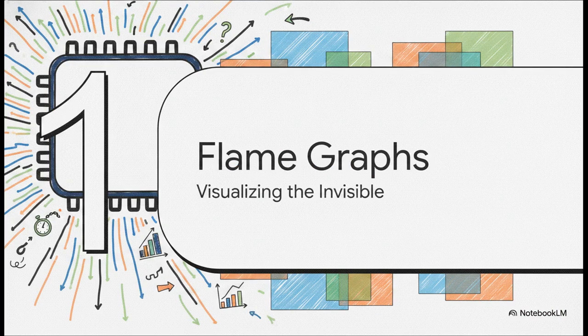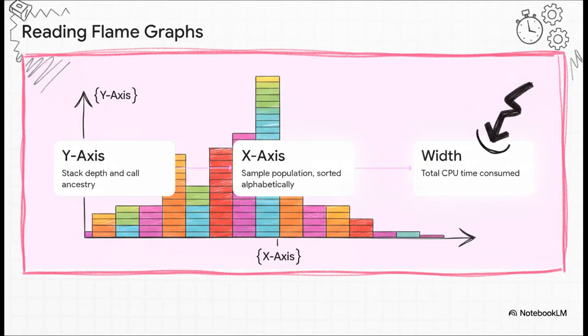Section 1. Profiling with flame graphs. Visualizing the invisible. To actually diagnose these CPU issues, coarse metrics like overall utilization just don't cut it. We need high-fidelity tools. Enter the flame graph, an absolute game changer invented by Brendan Gregg. You can generate these with tools like pprof or perf.